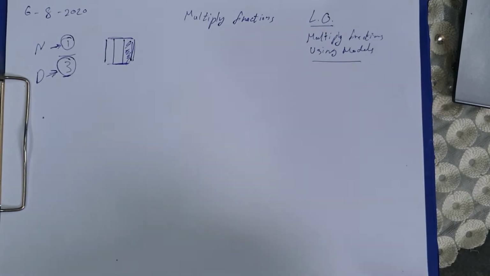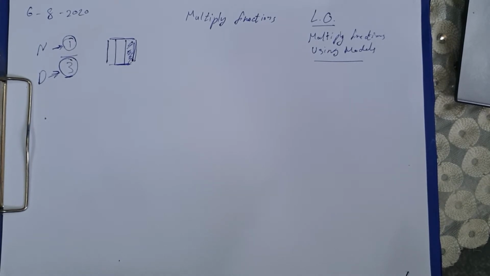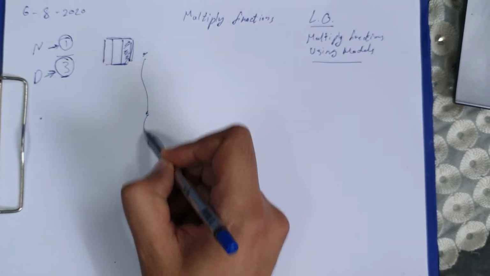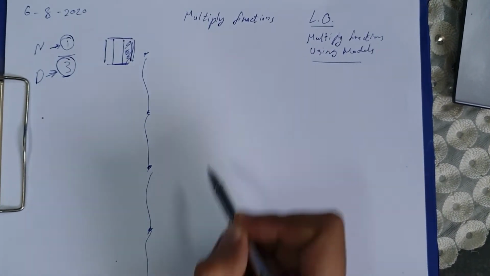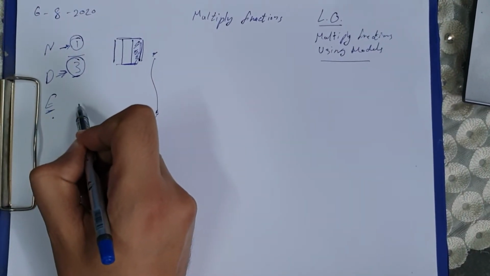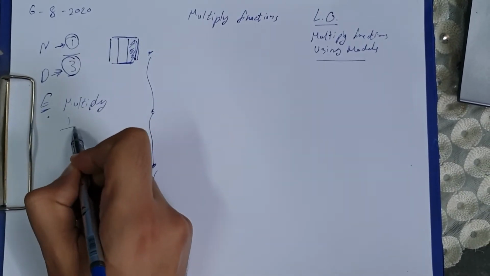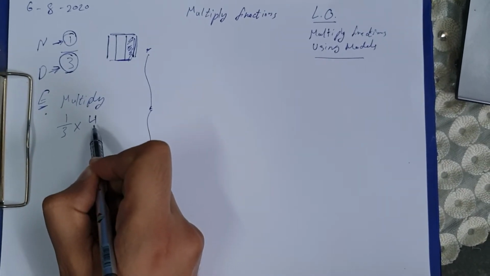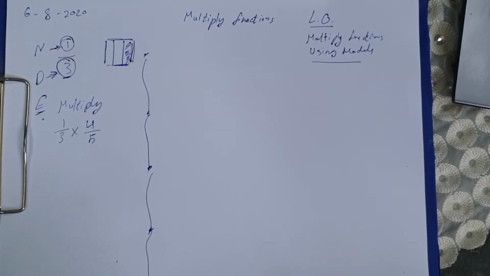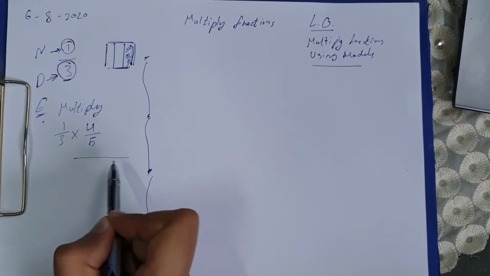Let's see. This is the first example today, and I will start my lesson now by using multiply fractions using models. For example, the first example is to multiply 1/3 times 4/5. To multiply these fractions, we should first draw a rectangle. This one will be the rectangle.